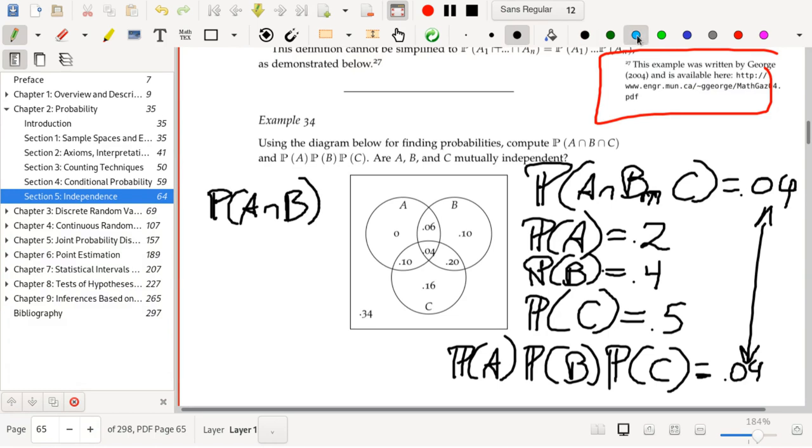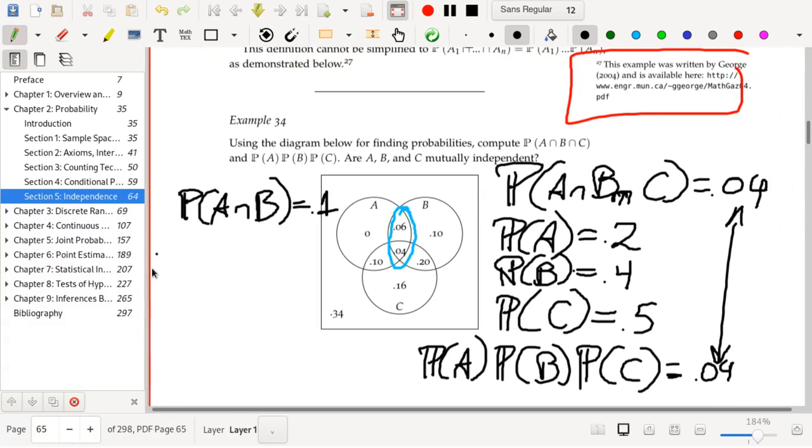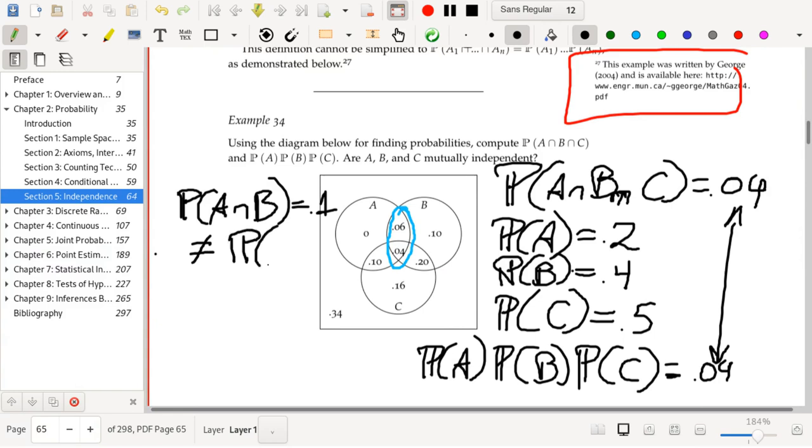So the probability of A intersected with B corresponds to this blue region that I've highlighted, which is going to be 0.1. So that equals 0.1, but that does not equal the probability of A times the probability of B, which is equal to 0.08. And before you say, well, those numbers are close, close doesn't mean a thing. I don't care about close. They need to be the same. So, yeah, they are not independent events. And as a result, these events A, B, and C are not mutually independent.